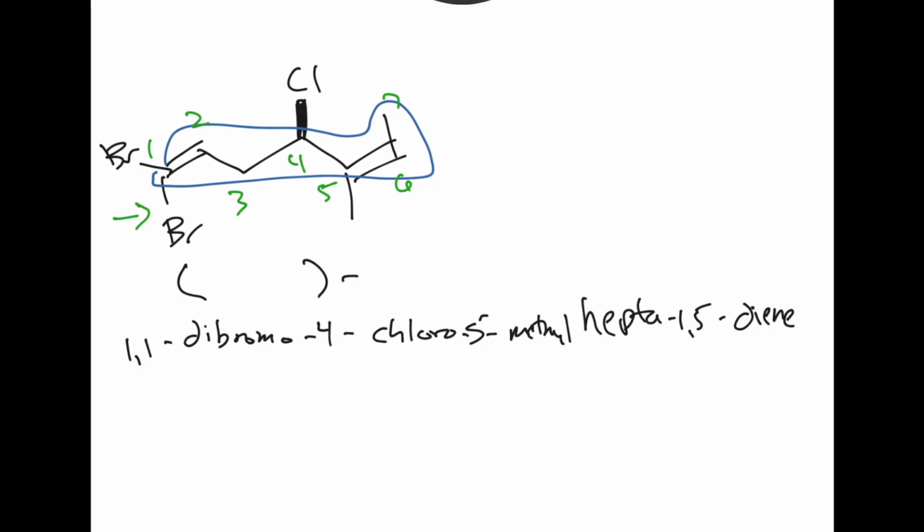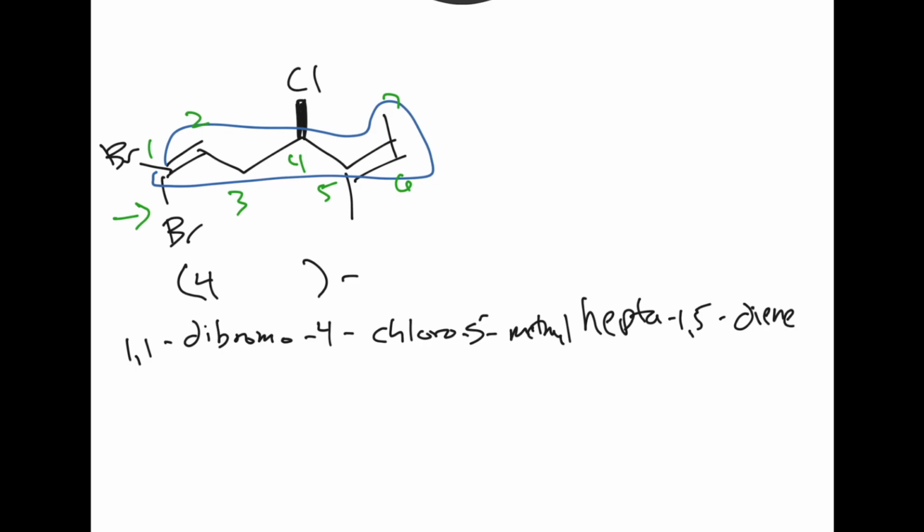Do I need to do E or Z for the double bond on carbon 1? No, because you have 2 of the same group. I have 2 bromines, so I can't assign priority. They're always tied. So there's no E or Z there. So the first thing that I have to do is assign R or S to carbon 4.